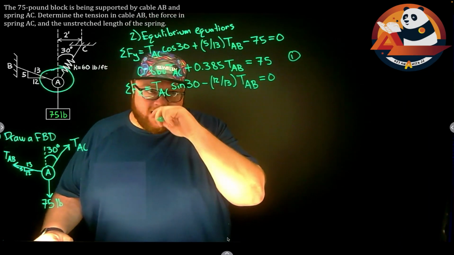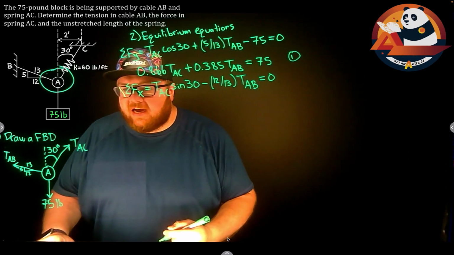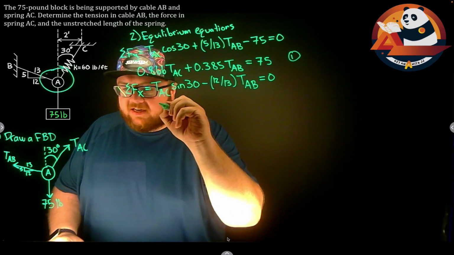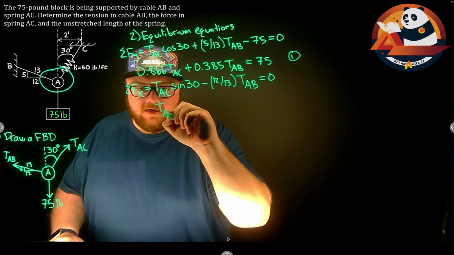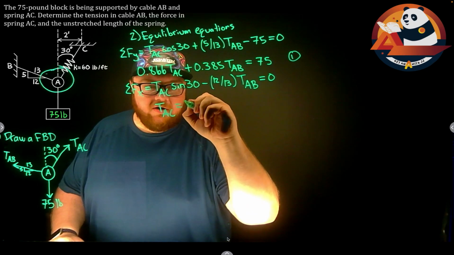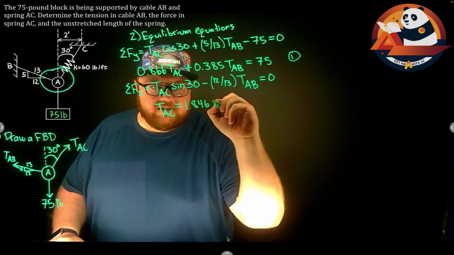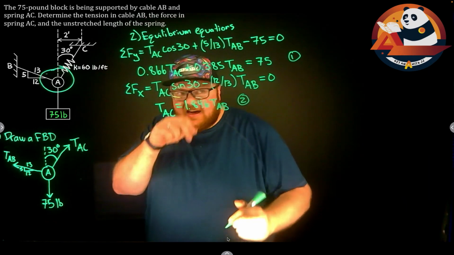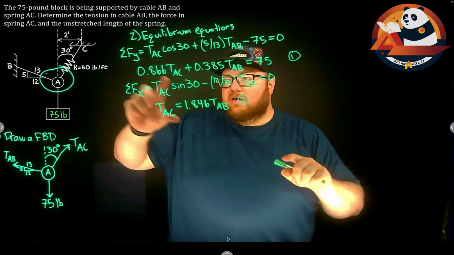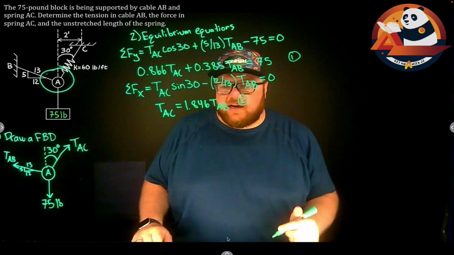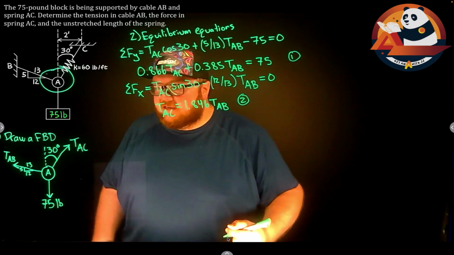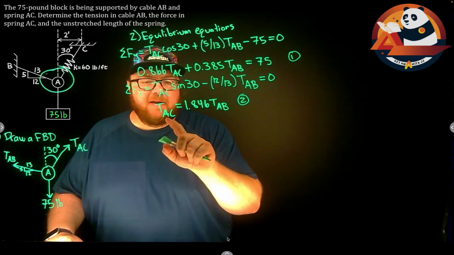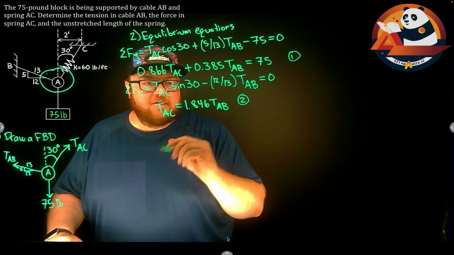Which again, let's reduce that down. I can move the 12/13 TAB to the other side, convert that to a decimal, and divide by sine 30. And I'm just going to get here that TAC is equal to 1.846 TAB, which is a second equation then. I now have two equations, two unknowns, TAC and TAB in both equations. That's a solvable system of equations for us. It's pretty easy for us just to substitute this in. So take that equation 2 and put it in. Anytime TAC shows up, we'll put in 1.846 TAB.